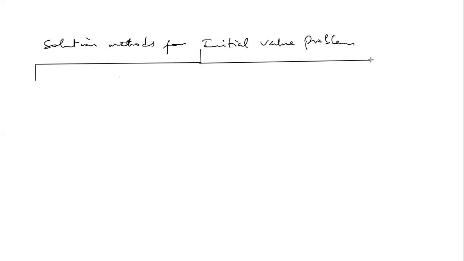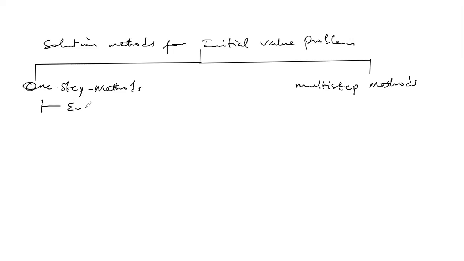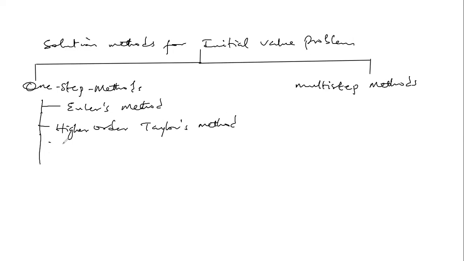So I said we have two broad categories: one-step methods and multi-step methods. Okay, so for the one-step methods, there are methods you already know, which happen to be the Euler's method. We also have the higher order Taylor's method. Then we have the Runge-Kutta methods.